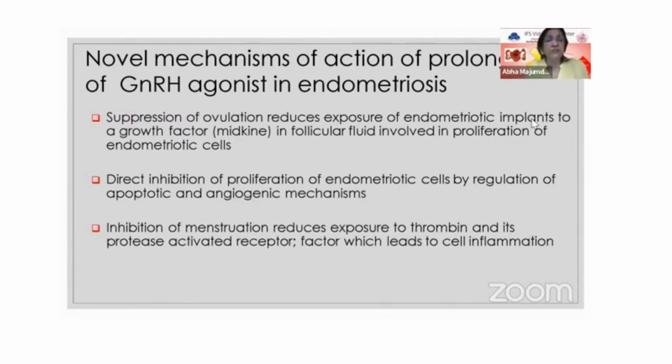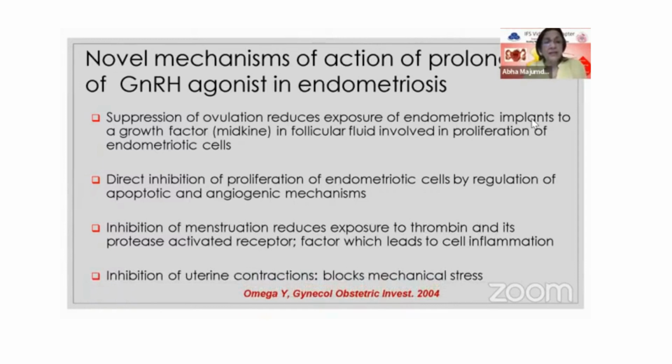Most of these drugs do, or they reduce the menstrual flow, which reduces exposure to thrombin and its protease-activated receptor factor, which leads to cell inflammation. So menstruation stops, the cell inflammation stops. Inhibition of endometriotic cell proliferation stops, and inhibition of uterine contractions. It blocks mechanical stress also.